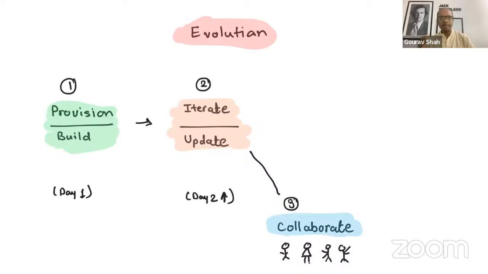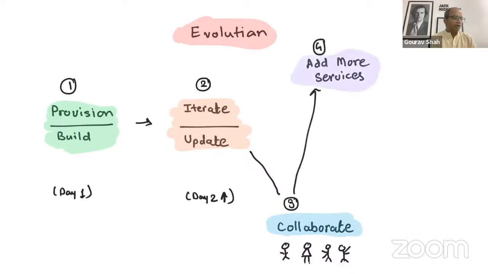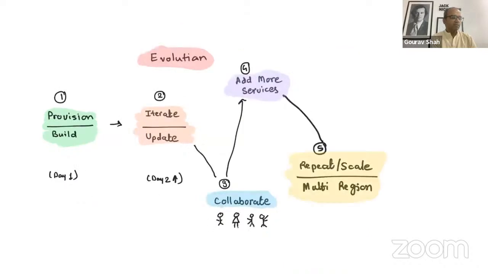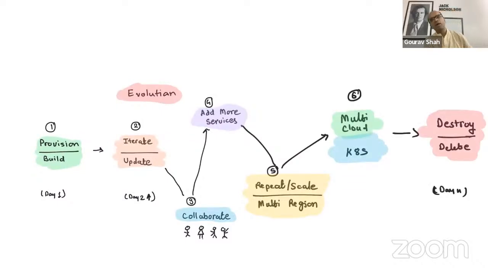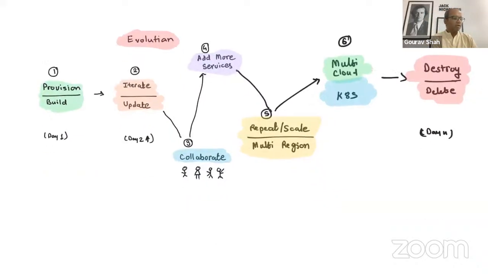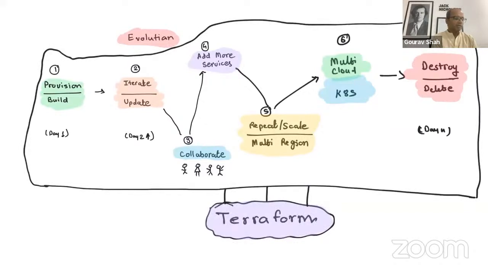So they need to start collaborating as well. And then on top of that, you keep on adding more services, more geographies, more scale, multiple regions, multi-cloud deployments, multi-platform deployments like Kubernetes and cloud, or Kubernetes sitting on cloud. And you also end up deleting some of that infrastructure and so on.